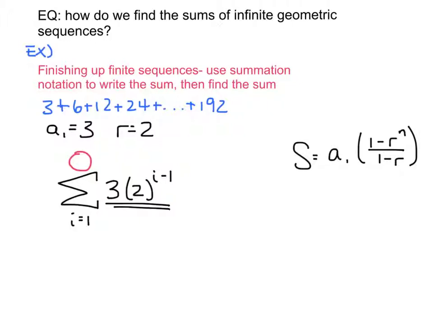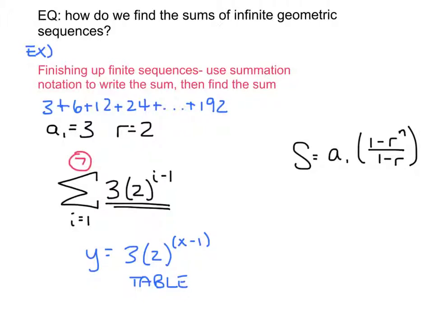Or I could go to y equals and type in 3 times 2 to the x minus 1, and then look at my table. Once I find 192 on the table, that x value is going to be the number in the sequence that term is. Whenever we look at our table, we find that 192 was the 7th term. So there are 7 terms in our sequence.